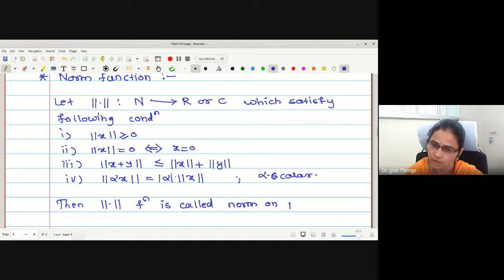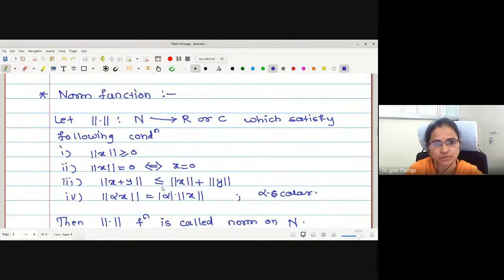Norm defined on capital N. This is what a textbook definition we have. First thing, this norm is a generalization of a distance function. I think all of you agree up to this.